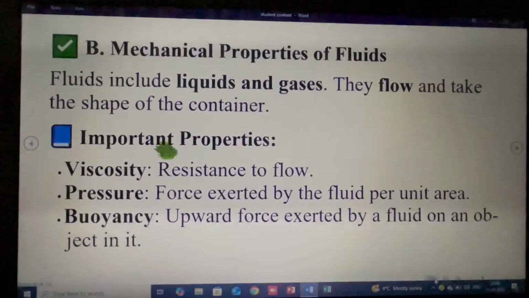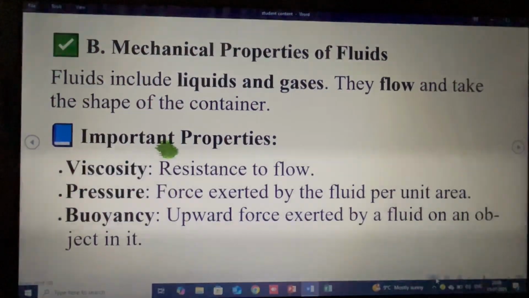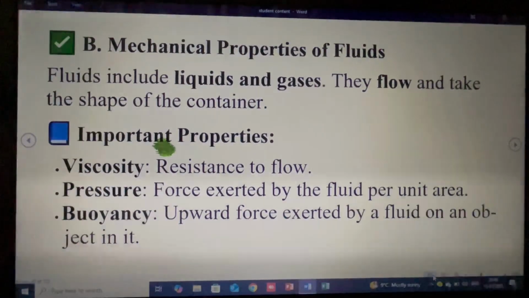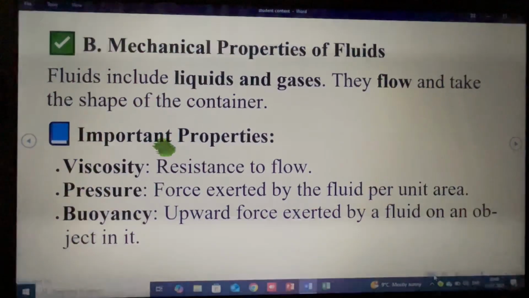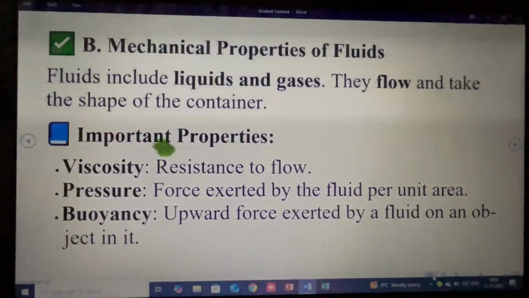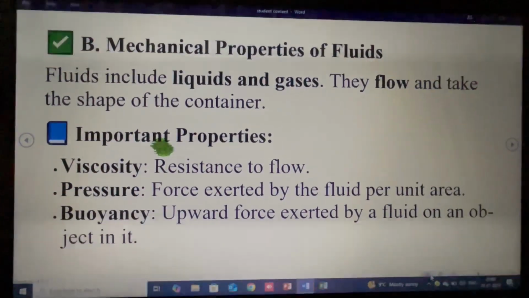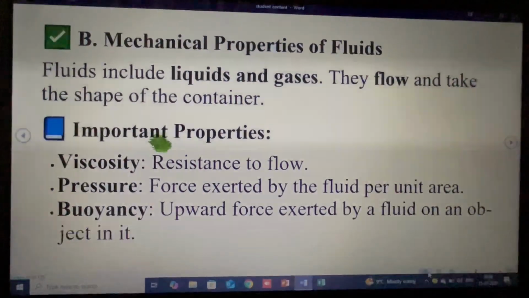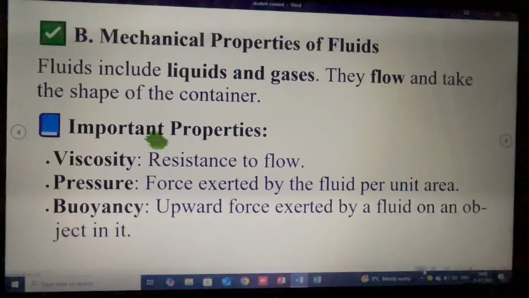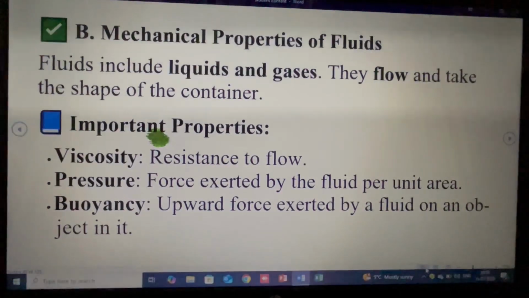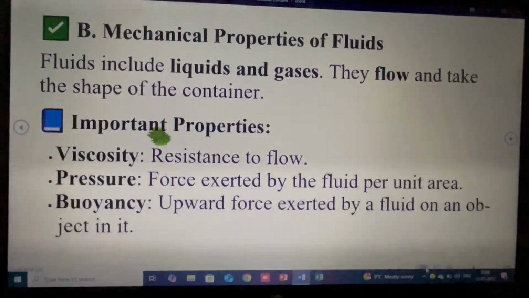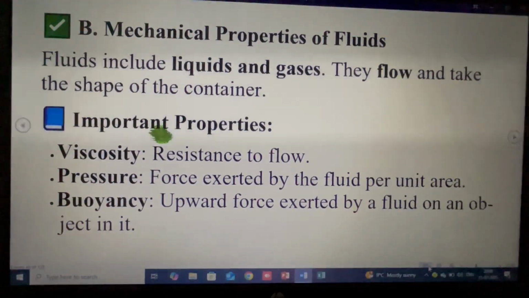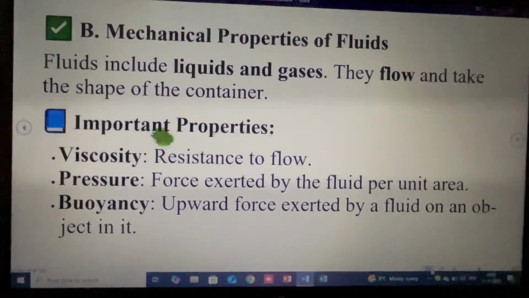Second is mechanical properties of fluids. Fluids include liquids and gases. They flow and take the shape of the container. In this, important properties are viscosity, resistance to flow, and pressure, the force exerted by the fluid per unit area. Next is buoyancy, the upward force exerted by a fluid on an object in it.